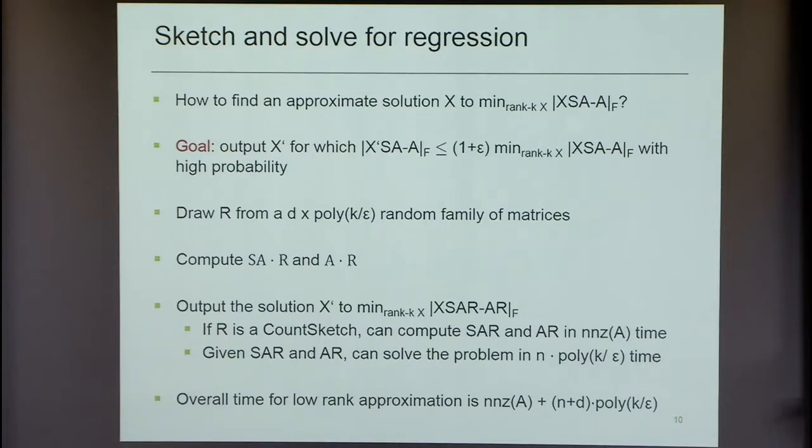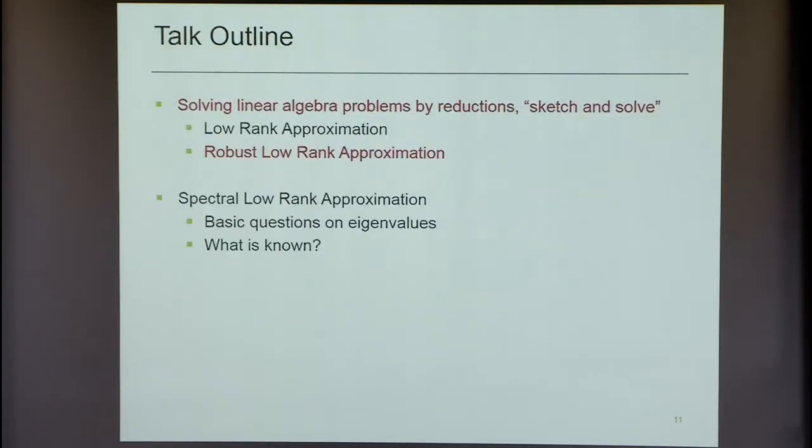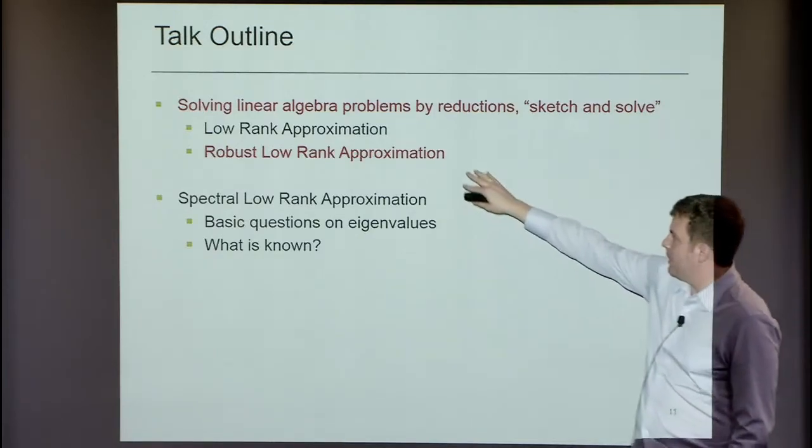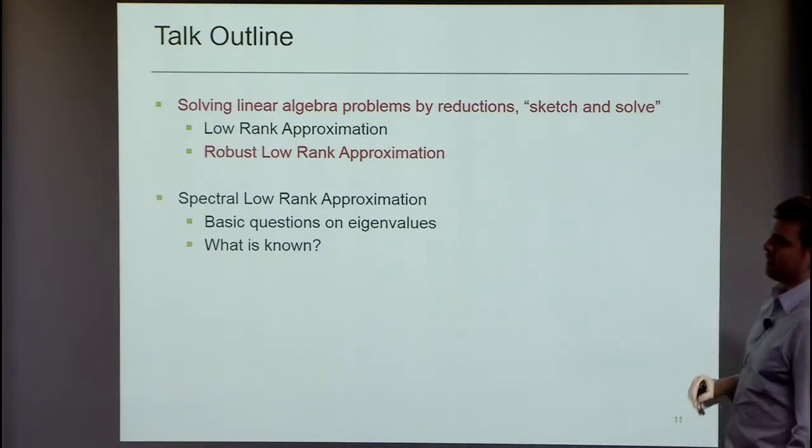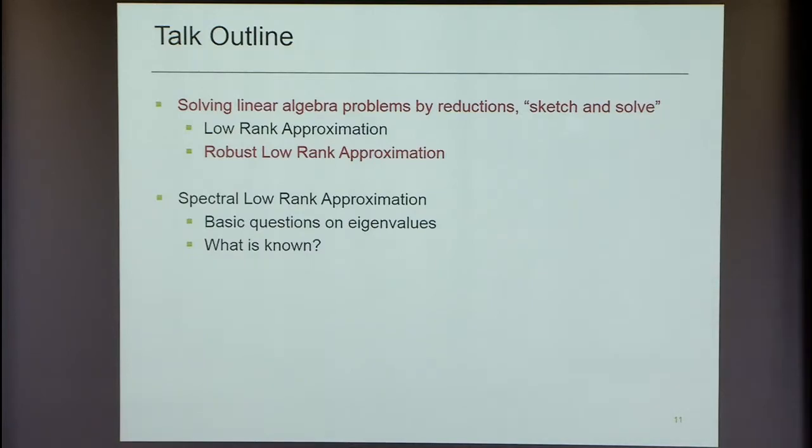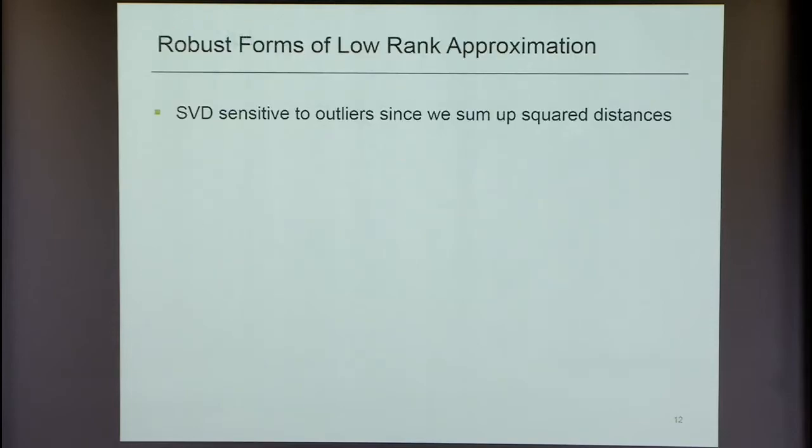Okay. So let me move on now to robust low-rank approximation. Here we have both input sparsity time algorithms, and we have hardness, conditional hardness, assuming ETH. So first, what is the problem?